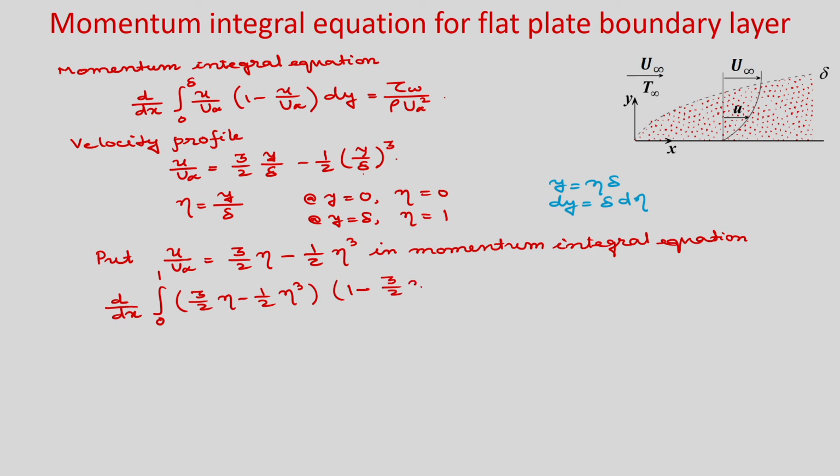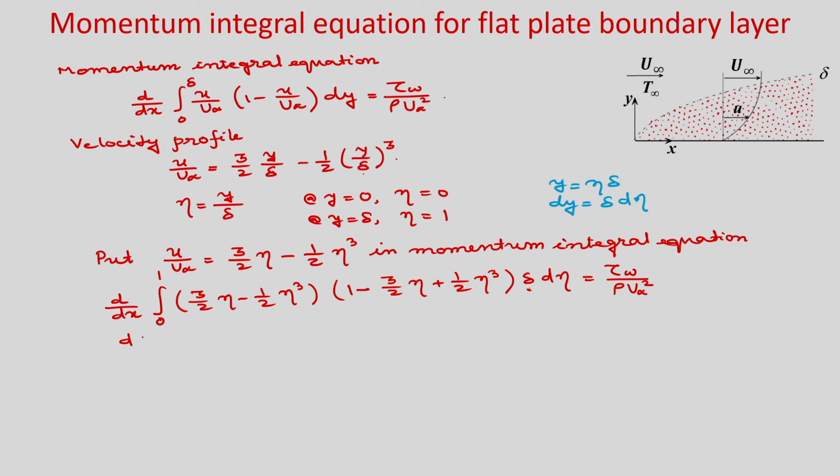So, 3 by 2 eta plus half eta cube, okay. dy is delta into d eta and is equal to tau w by rho u infinity square. So, you can see here your delta is a function of x only, right. So, this delta you can take outside this integral, okay, because you are integrating with respect to eta, which is your y. So, obviously you can take it outside the integral.